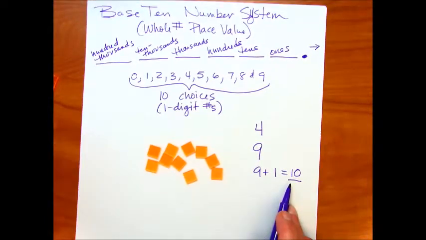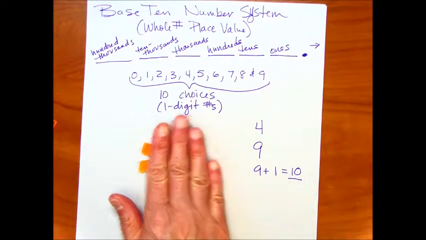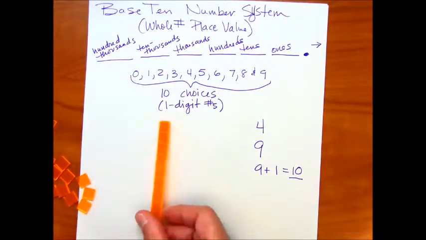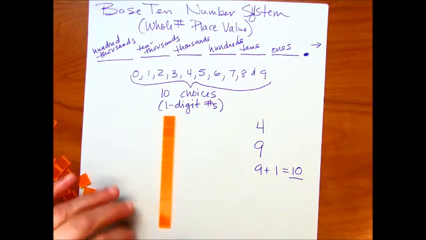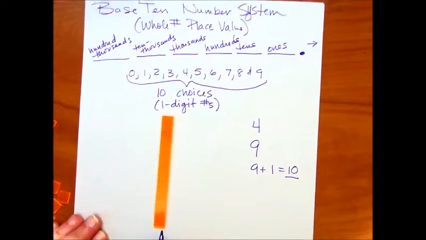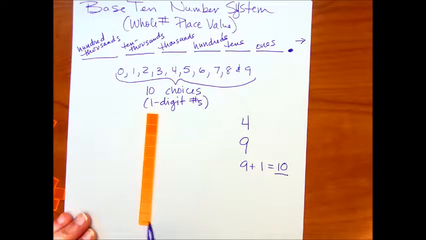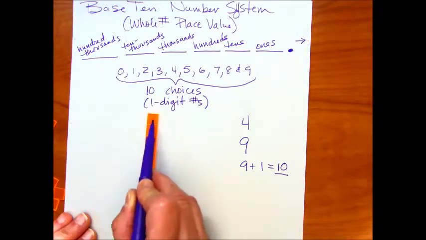How we represent this number truly is to trade in these ones, these individual units, for what we call a rod. Now this rod is made up of 10 pieces, and if you can see the little squares, you can count them up: 1, 2, 3, 4, 5, 6, 7, 8, 9, 10.